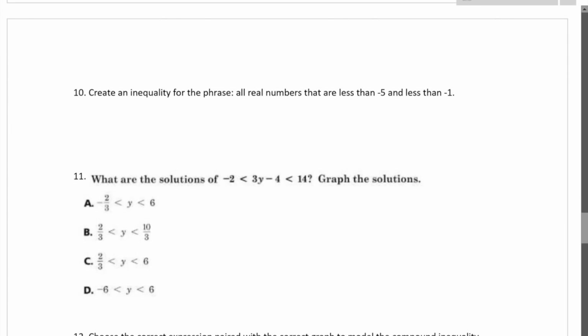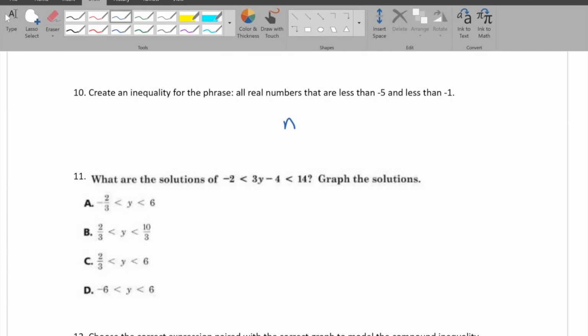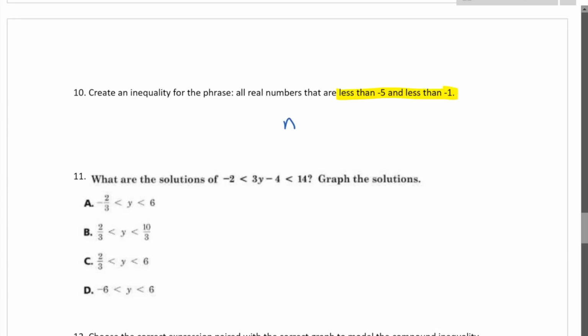All right. Create an inequality for the phrase all real numbers that are greater than -5 and less than -1. So all real numbers, that means you're going to have an and. But notice how this is a what kind of problem? I see it right there. There's a word in there. This is an and problem.